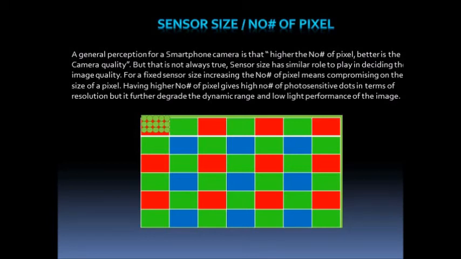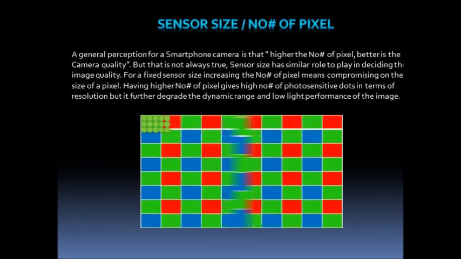So for less exposure time it is able to capture more electrons, and that means it is able to capture more depth of color. But if on the same size of sensor you are using a larger number of pixels, it will reduce the size of the pixel.